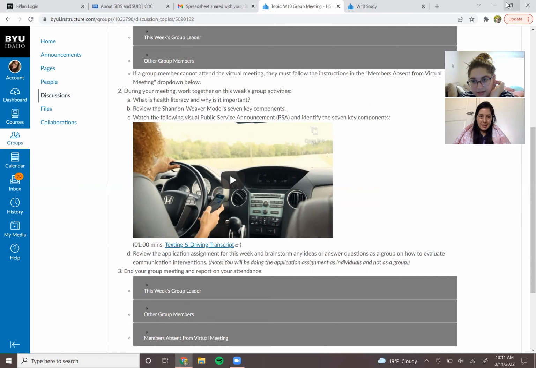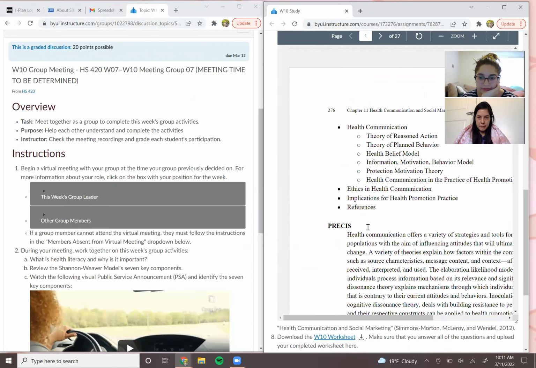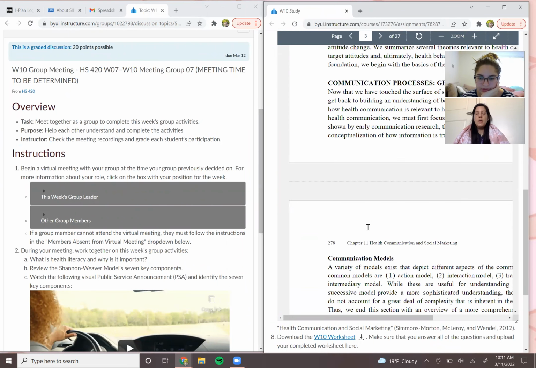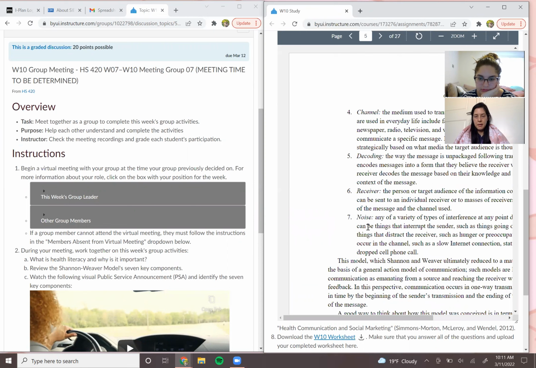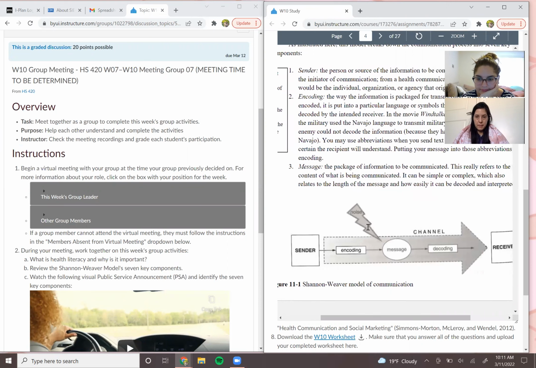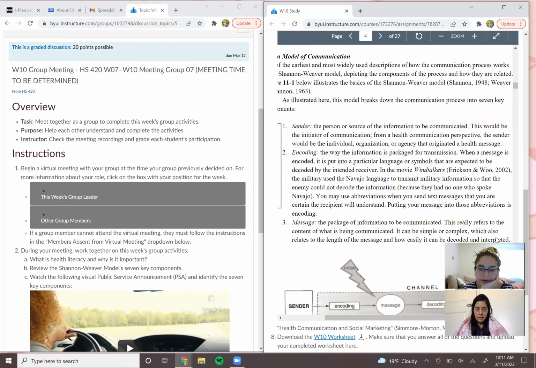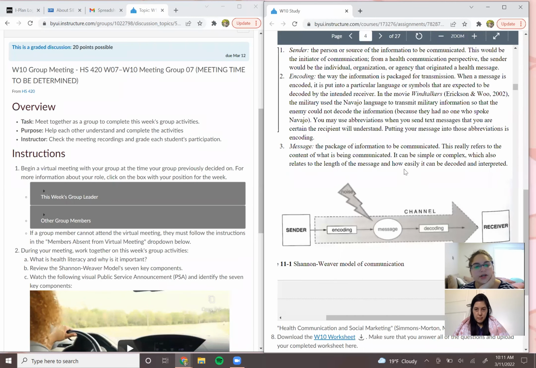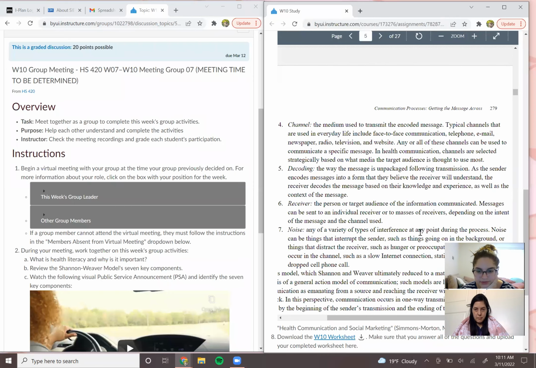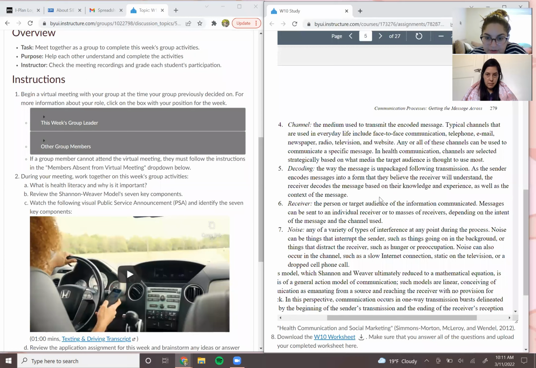That's good. And then something I like to do is keep it open on two screens. So here's the chapters, and we can look at the 7 components. Yeah, there it all is. Let me zoom out so we can see it all. So there would be the sender, encoding, message, channel, decoding, receiver, and noise. We just have to watch the video and identify it. I mean, we can go through them too.